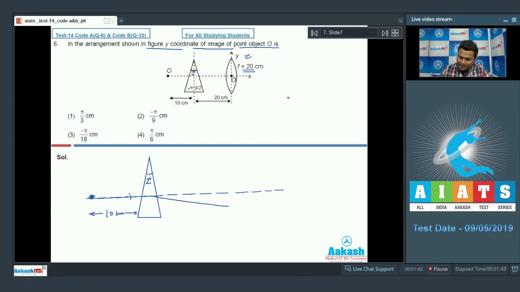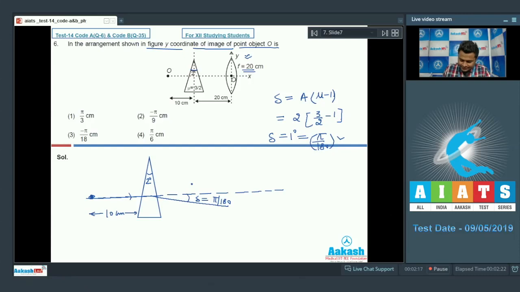We know very well angle of deviation delta is given by angle of prism A times mu minus 1, where mu is the refractive index. A is 2, mu is 3 by 2 given in the question, minus 1. Solving it gets you 1 degree. So angle of deviation is very small, that is 1 degree. We can convert it into radian, that is pi by 180 radian. So this is the angle of deviation delta, which is equal to pi by 180.